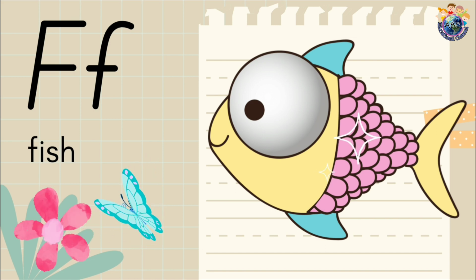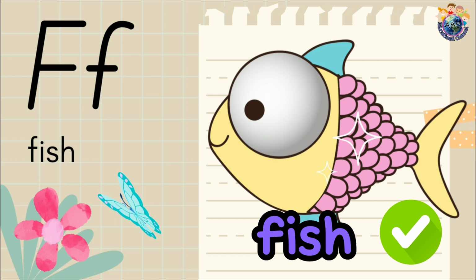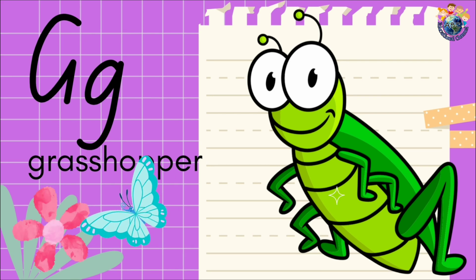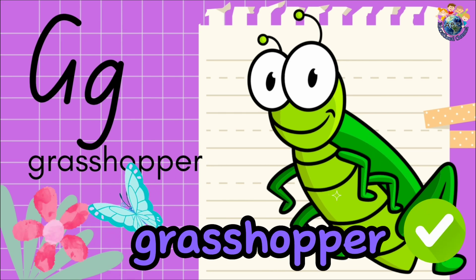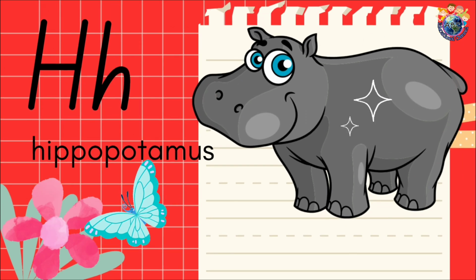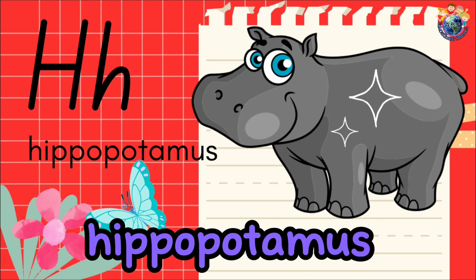F is for fish. Fish. G is for grasshopper. Grasshopper. H is for hippopotamus. Hippopotamus.